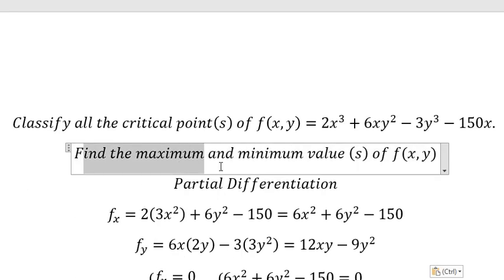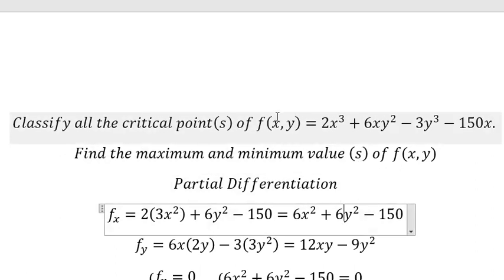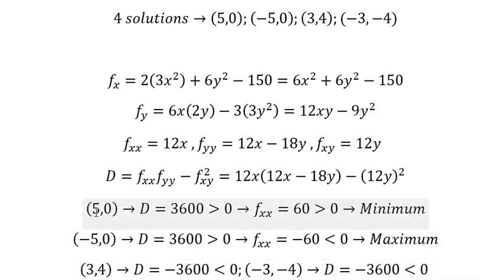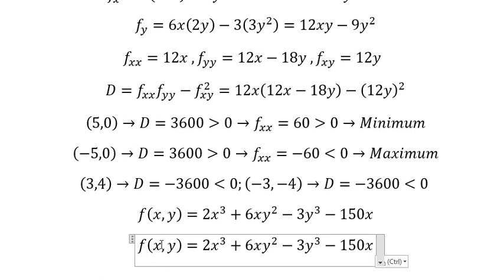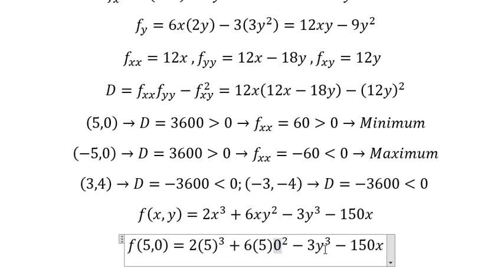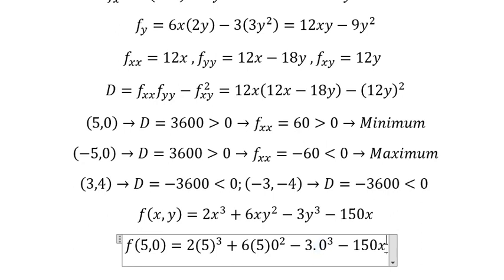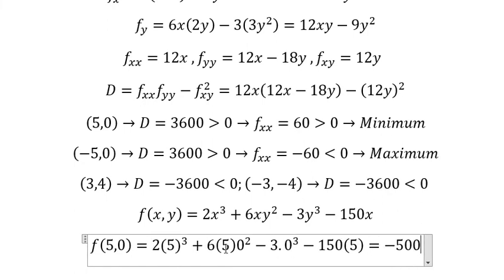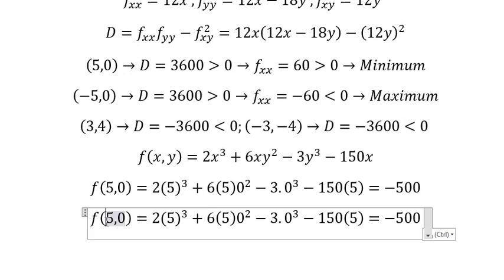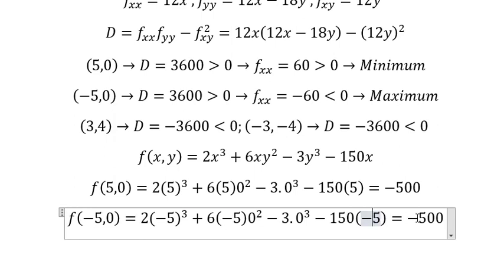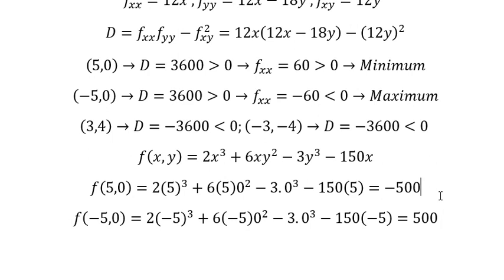So the next one, we need to find the maximum and minimum values. So we have this function in here. Now we put the values number 5, 0 and negative number 5, 0 in here. You get negative 500. Now you do similar for negative number 5, 0, and this is positive 500. This is the end. Thank you for watching.